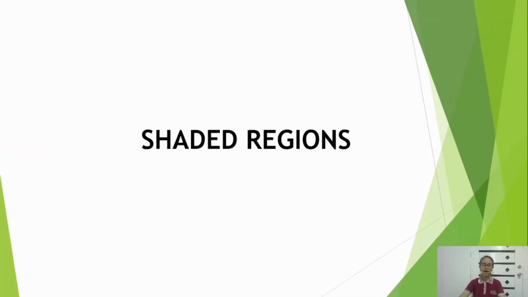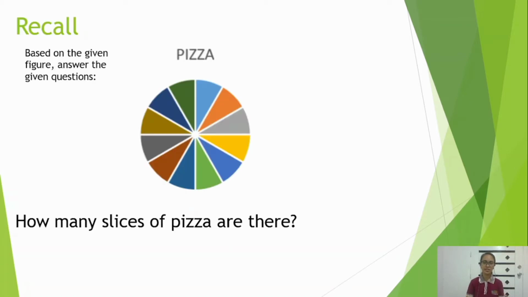Good day. Let us have shaded regions for today. So first, let us have a recall. Based on the given figure, answer the given questions. Our given figure is a representation of a pizza. Our first question is, how many slices of pizza are there? How many slices of pizza can you count?